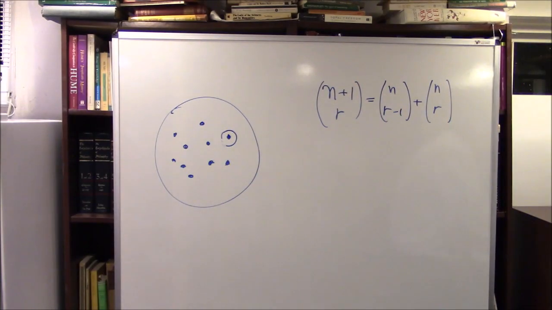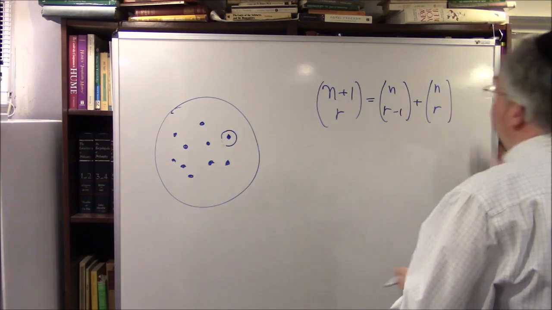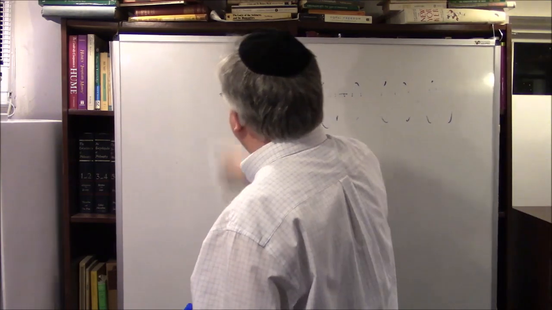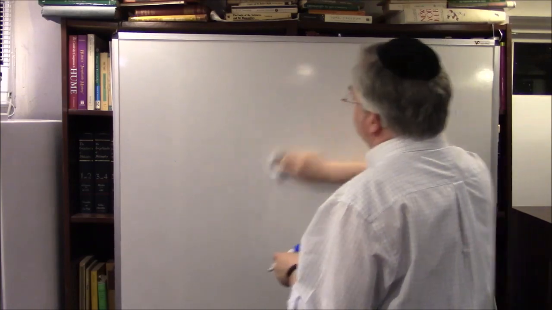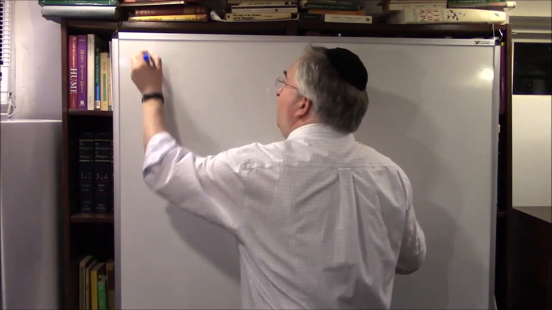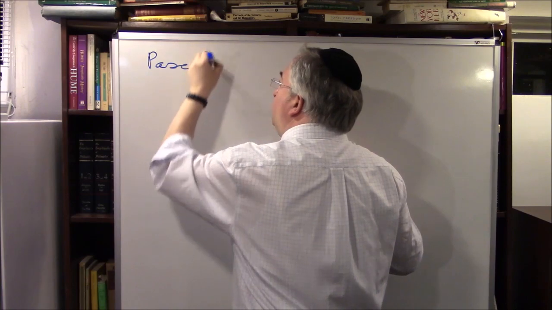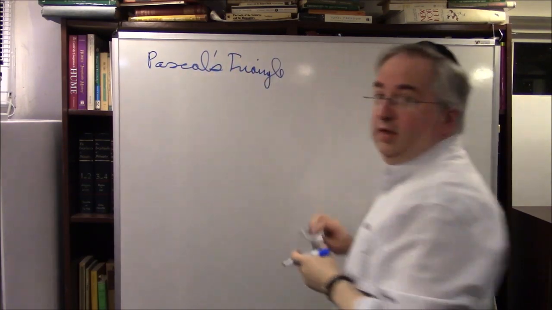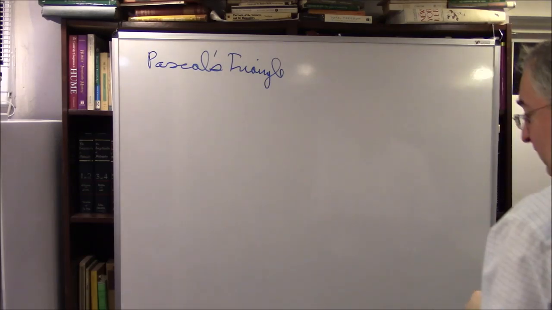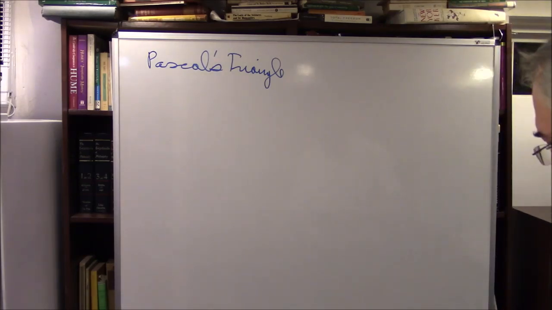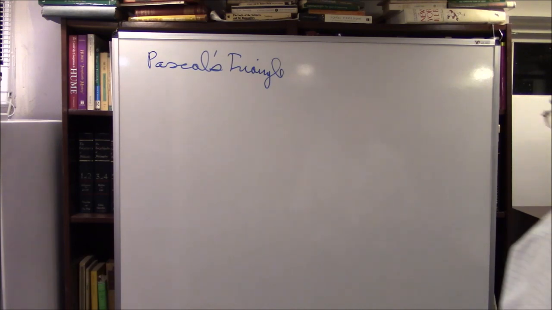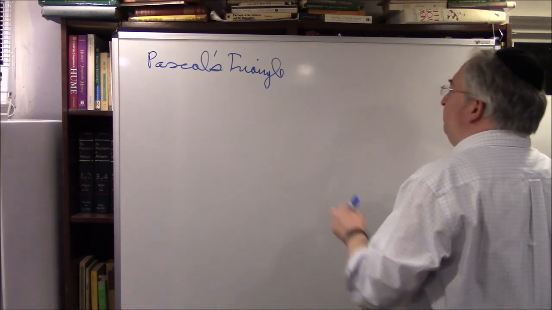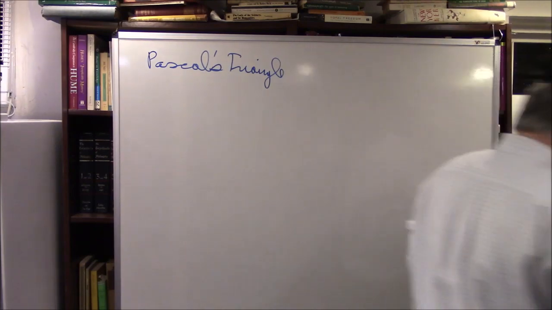Okay, so great. Now, using these two rules, we get something that's about 500 years old, and that's called Pascal's triangle. There was a guy named Blaise Pascal. He was very bright, and he did a lot of mathematics. Anyways, so Pascal's triangle looks something like this.